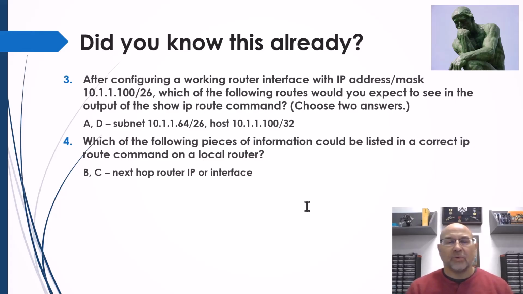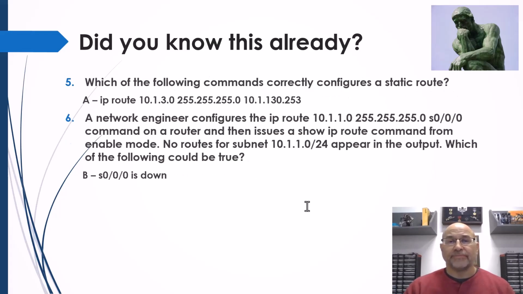Which of the following pieces of information could be listed in a correct ip route command on a local router? Well, you know you're going to have the next hop router, right? You can have that. And then we saw that we could use the interface argument as well. Question number 5, which of the following commands correctly configures a static route? There was only one that made sense of those, and that was the standard static route, the preferred static route methodology. Stay away from those proxy ARPs if you can help it.